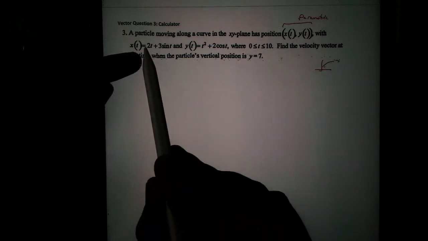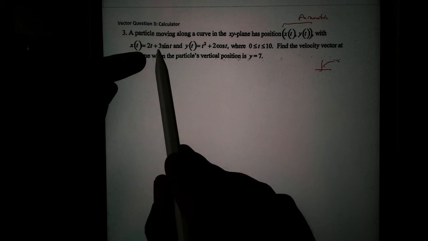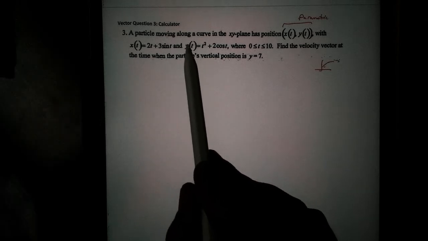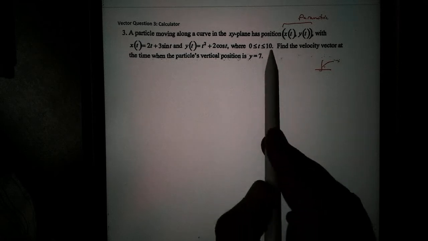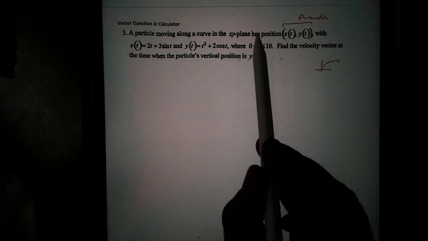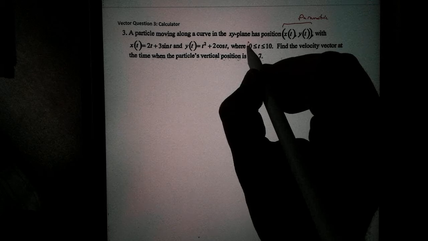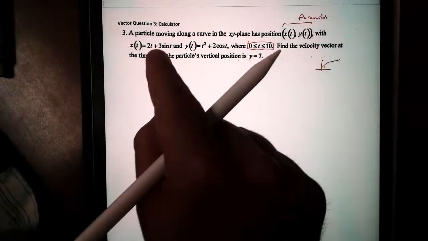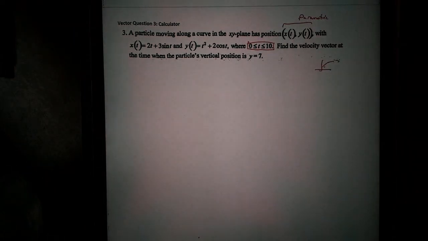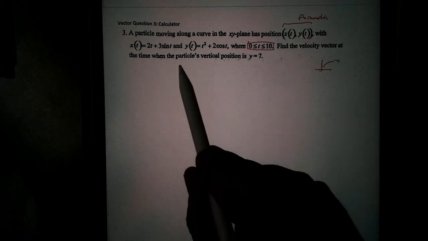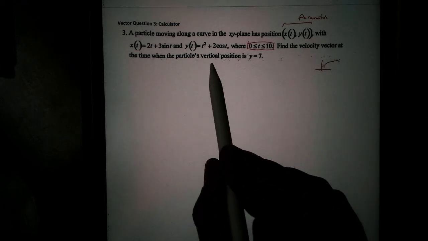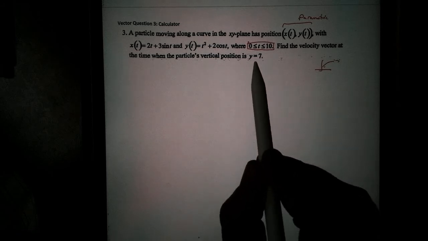So you always typically see vectors written as a parametric function. Now they give us the position, x of t, as 2t plus sine t, and the y position as t squared plus 2 cosine t, where t is somewhere between 0 and 10. So they are restricting the domain. That's really nice, since these are trigonometric functions. Then they say find the velocity vector at the time when the particle's vertical position is y equals 7.